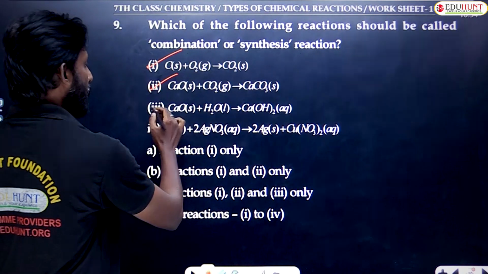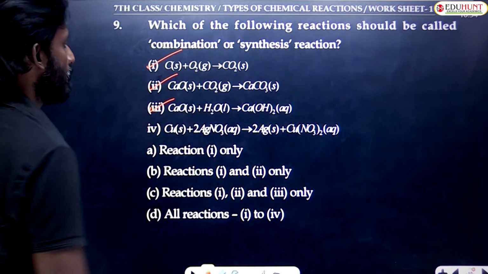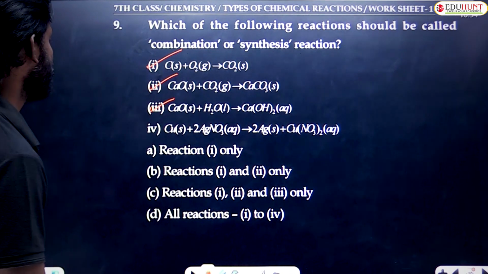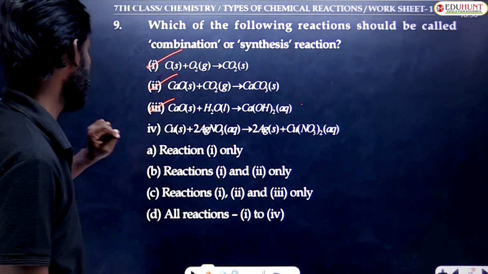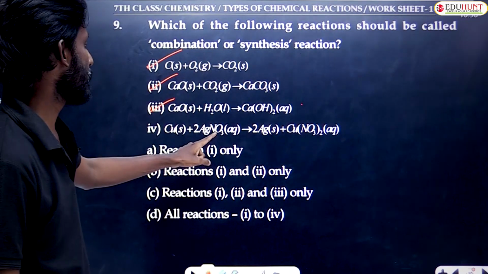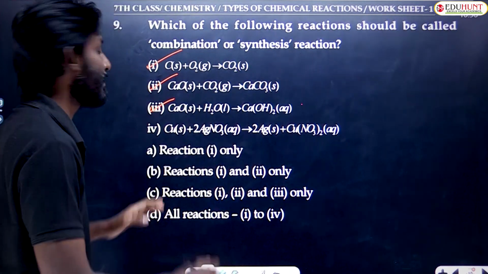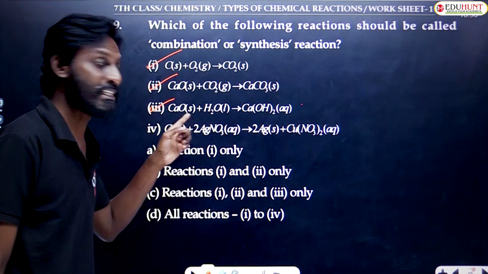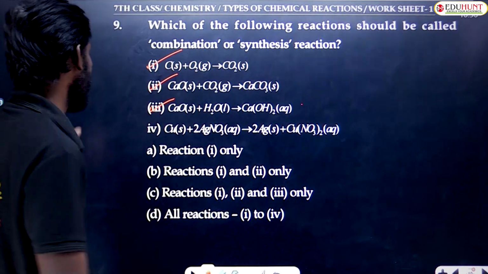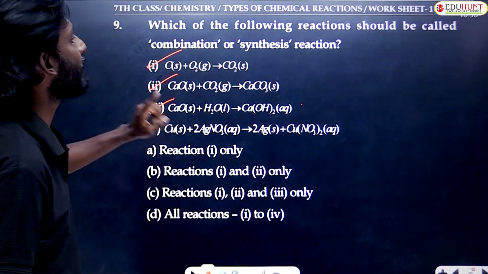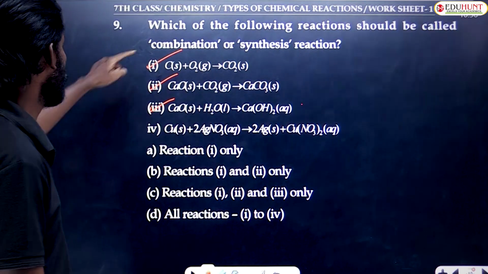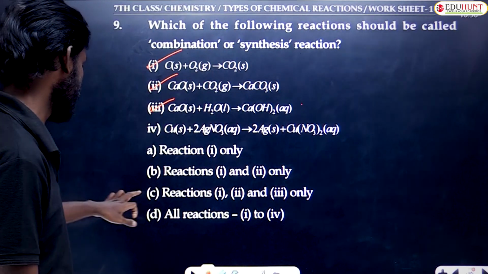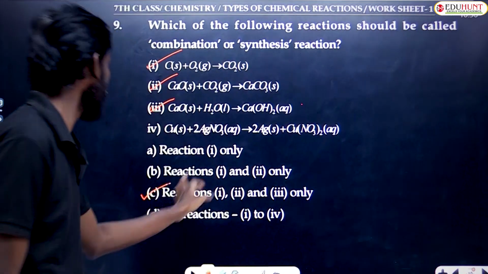Yes, it is also a combination type. But the point is, coming to the fourth option, copper plus silver nitrate gives rise to silver plus copper nitrate. It's a displacement. Here copper is displacing silver from silver nitrate. So the fourth one is not a combination type. So 1, 2, 3 are the combination reactions. Option C is the correct option.